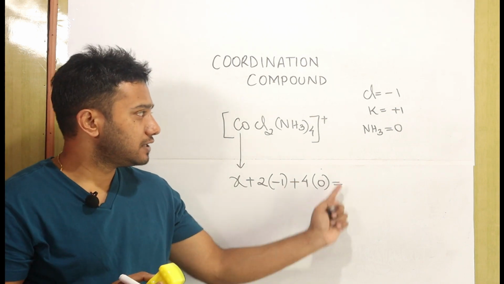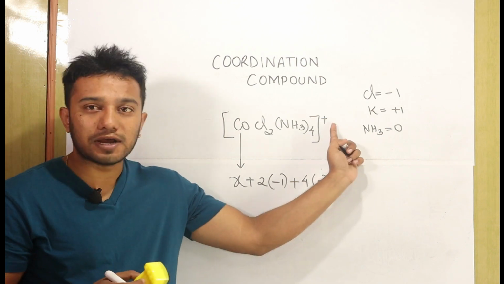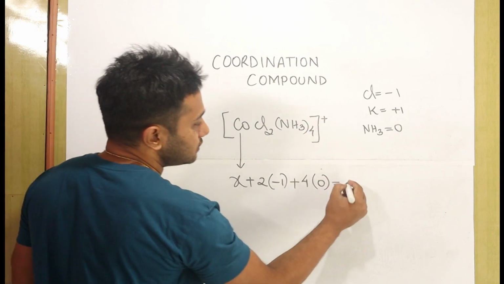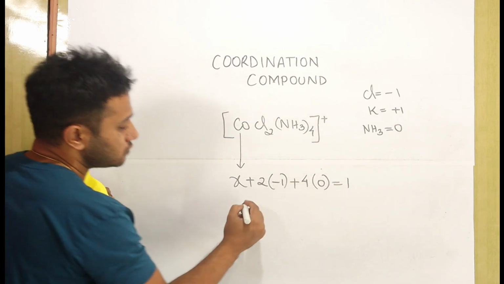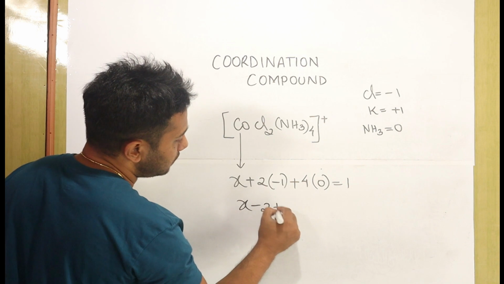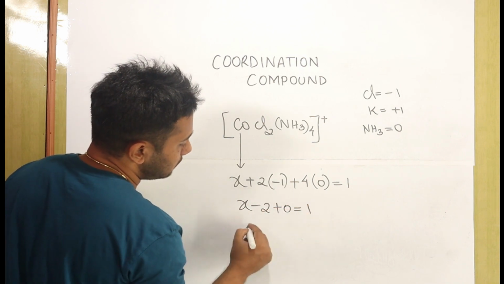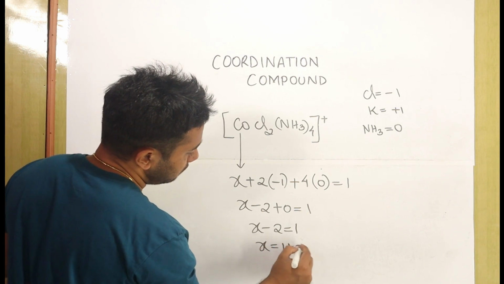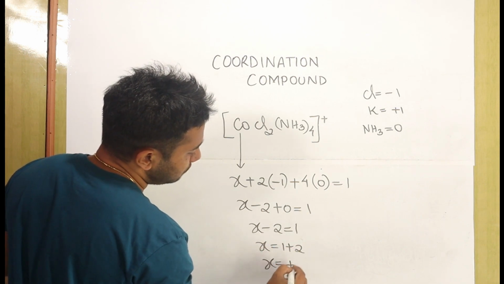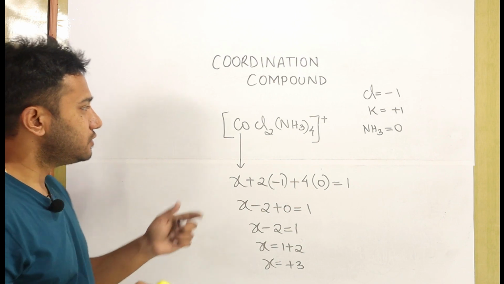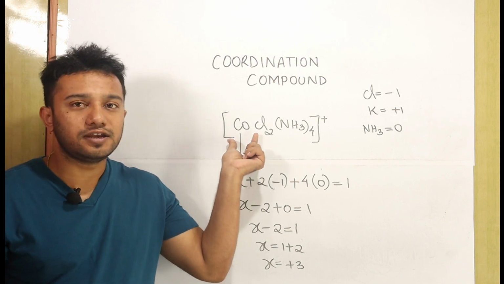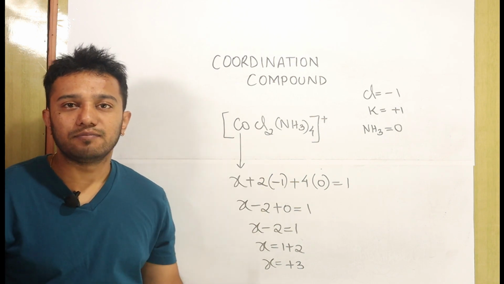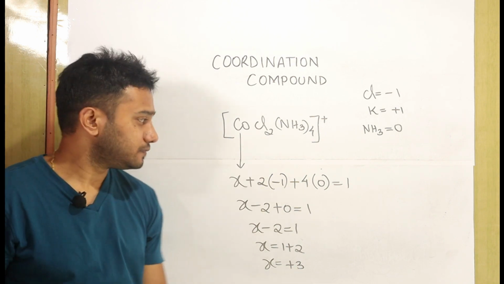So out here we have the equal to sign. After this, we're supposed to write the value of this one out here. So this is +1, so I will just write here 1. So we have X minus 2 plus 0 equal to 1. So X minus 2 equals 1, so X equal to +3. So the oxidation state of the metal ion cobalt is +3.